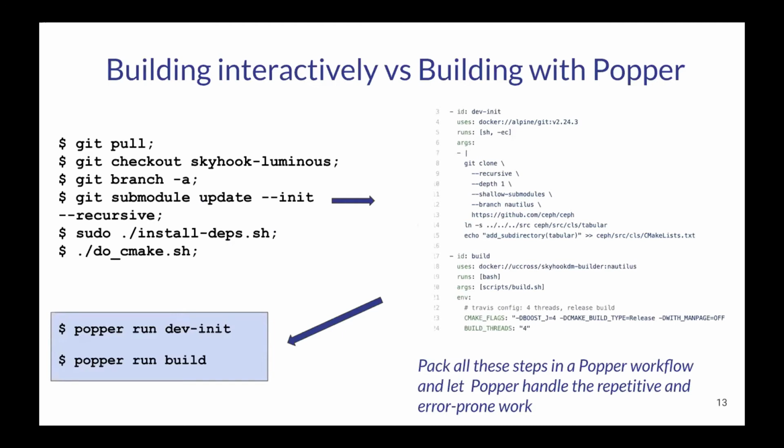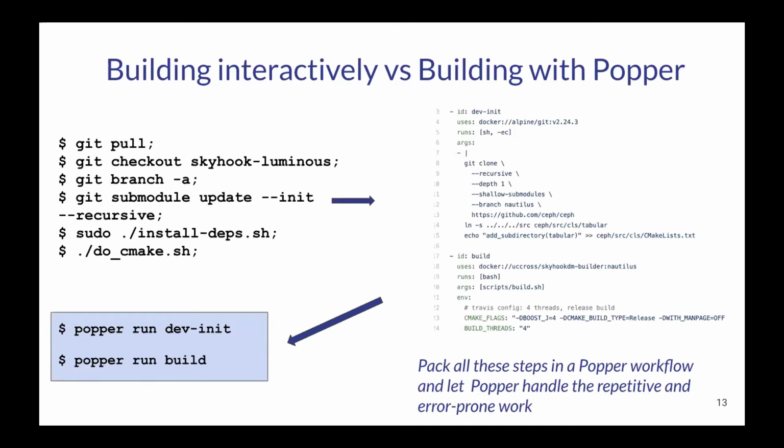Okay, so if you are deploying Ceph on virtual machines or bare metal nodes, first is the build step. Without Popper, you need to first pull the repository, check out the correct branch, run the CMake commands, and build the binaries. So you have to use CMake, make, and a lot of commands like that, and the scripts that are provided in the Ceph or Skyhook repository.